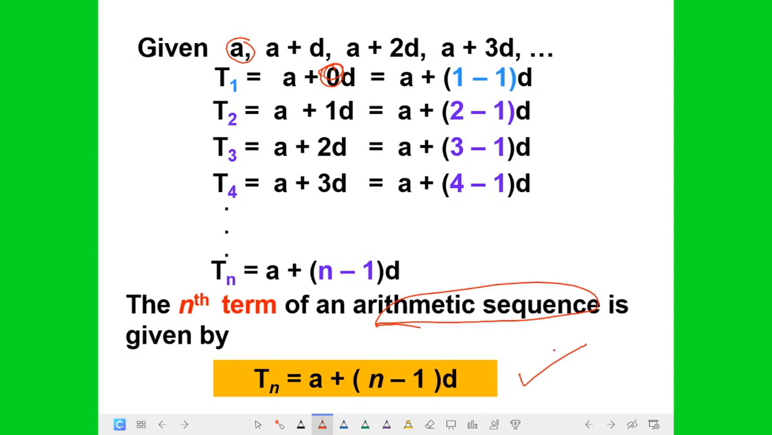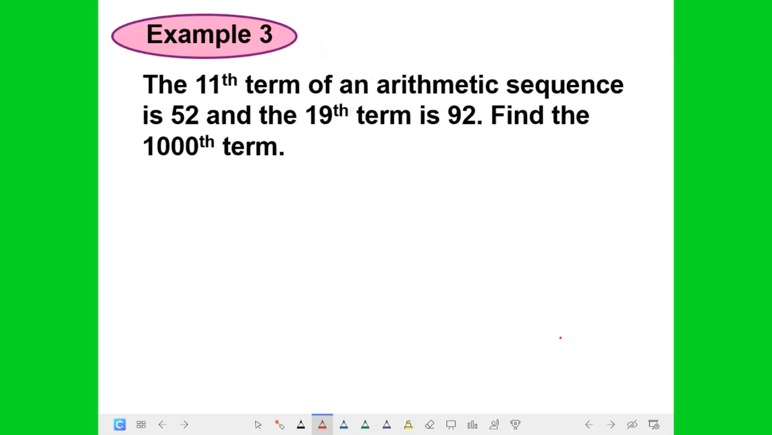Recall, this is already Form 5 content, right? The nth term, Tn equals A plus n minus 1 D. A is the first term or T1, D is the common difference, n is the number of terms. So you need to know this. The first formula is given, you must remember it.